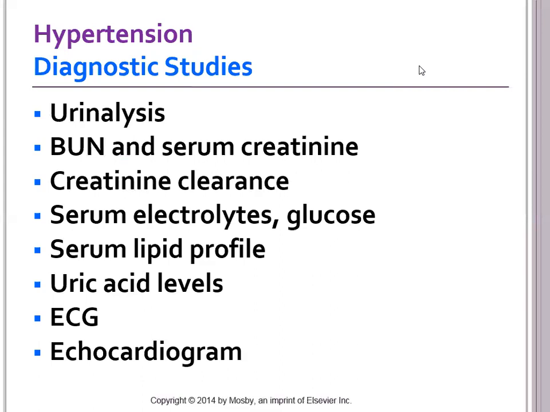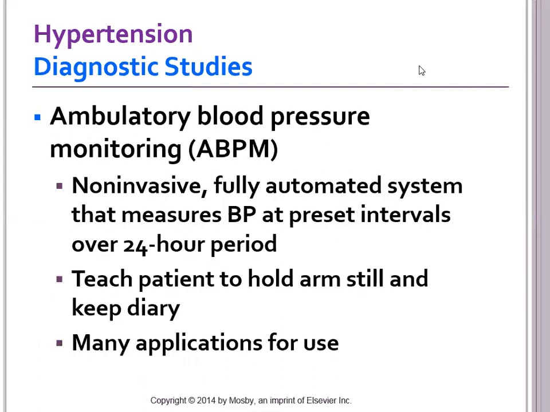An EKG or ECG is going to give us more information about cardiac status, left ventricular hypertrophy, any ischemia if the patient had an MI. Again, blood pressure monitoring. An ambulatory blood pressure monitoring is non-invasive. It measures the blood pressure at preset intervals over a 24-hour period. This is useful for those patients who have elevated blood pressure readings in the clinical setting, but they have normal blood pressure readings when they do them at home. So it gives us a more accurate picture of what their blood pressure is doing. And again, we refer to that as the white coat hypertension.